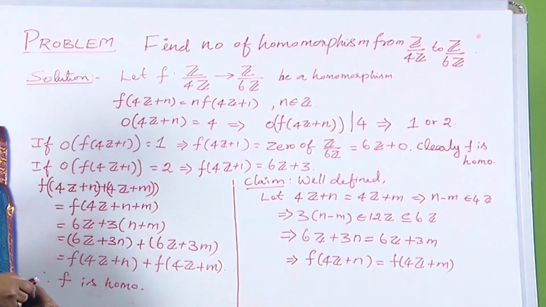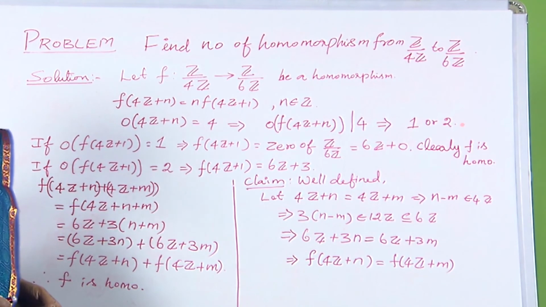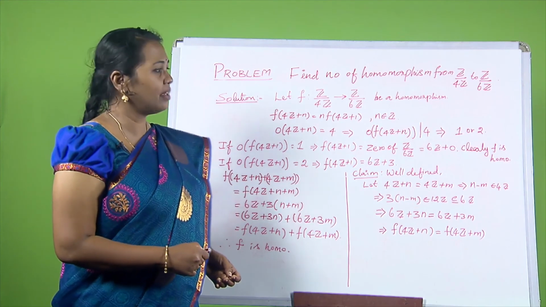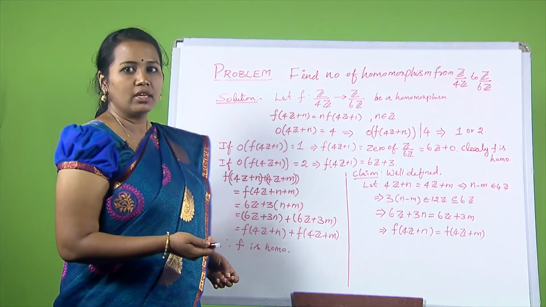But since our codomain is Z by 6Z, there is no element of order 4 there, and therefore it only has to be 1 or 2. Now we are taking two possibilities, 1 or 2. The first possibility is 1, and here f of 4Z plus 1 is the 0 of Z by 6Z. Why so? Because since the order is 1, we have to pick the identity element of Z by 6Z. Only that element has order 1.